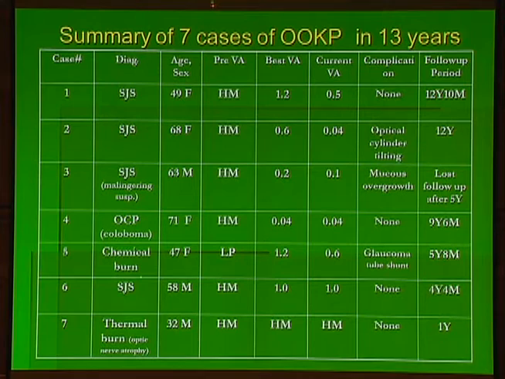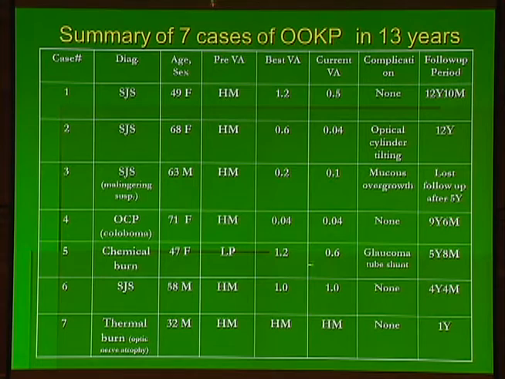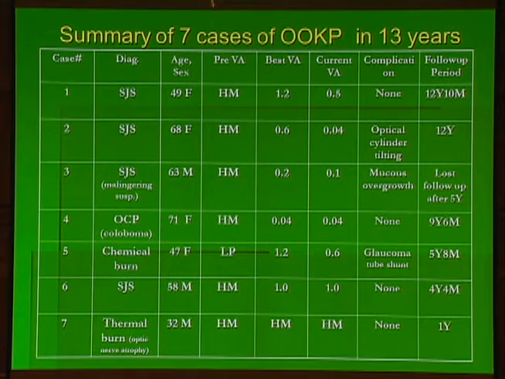And case 5, with chemical burn, best VA is 1.2. We experienced severe glaucoma after 4 years, so tube shunt surgery was done, and it remained. One SJS, 58-year-old male, 1.2. This is the best result so far. And this case is the case I showed today. Unfortunately, visual acuity did not recover. Thank you very much.